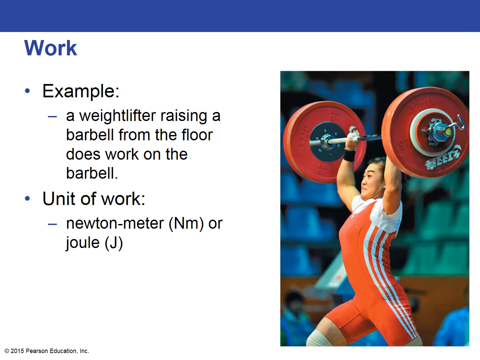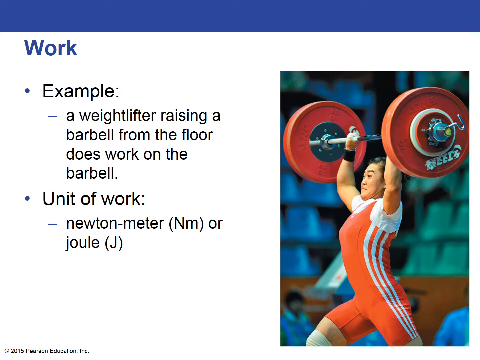Now, we can calculate the work done by multiplying the weight of the object times the distance over which that force has been applied. So he has to apply the force, an upward force, which is exactly equal to the weight of the object in order for it to move. So in this case, then, a 200-pound object would be about 900 newtons, or about 4.5 times the weight of the object in pounds.